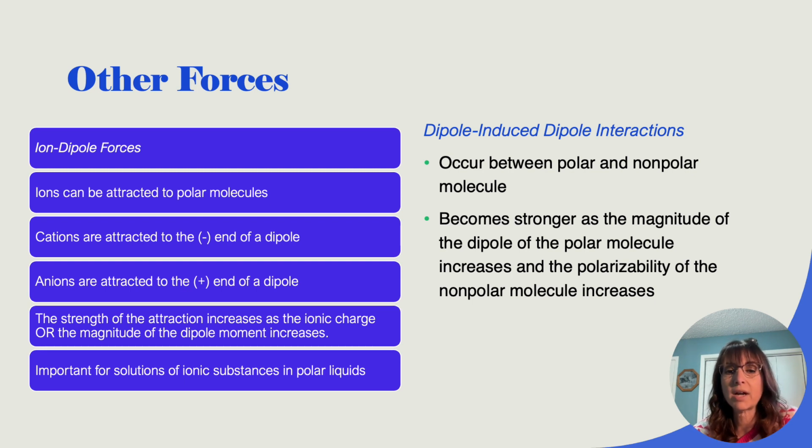The strength of that attraction increases as the ionic charge or the magnitude of the dipole moment increases. So if you've got an aluminum ion, there's going to be a stronger attraction than a sodium ion because aluminum is 3+ and sodium is just 1+. This is very important as to why ionic substances dissolve in polar liquids. We always say like dissolves like. Well, ionic and polar are not alike, but they act similarly, and it works.